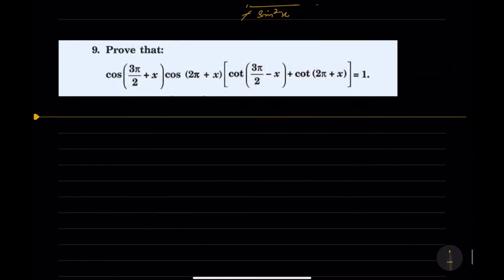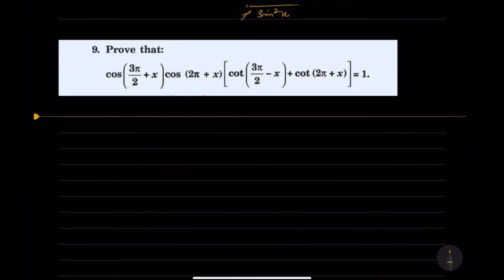Next, going to the next problem, that is the ninth. Prove that cos(3π/2 + x) into cos(2π + x) into [cot(3π/2 − x) + cot(2π + x)] is equal to 1. So now here in the solution part you have different formulas, where you use cos(a+b), cot(a+b) and a−b. So all these formulas will be used. So LHS, we'll see what we get.